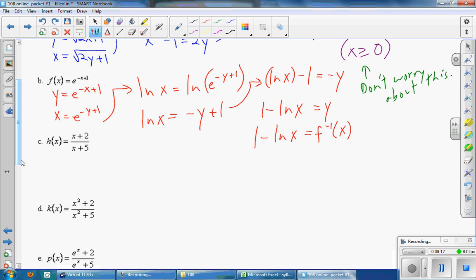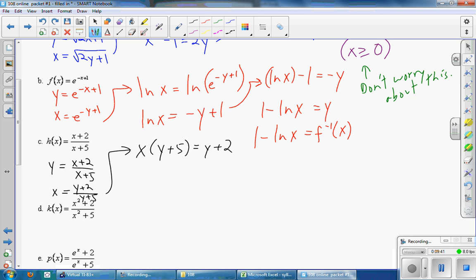Instead of h of x, we'll call it y. Interchange all of the x's and y's. Okay, so here's the hard part, is solving this new equation for y. We'll multiply both sides by y plus 5 to clear the fraction. There's y's in 2 places. Our technique is just like it was in class.